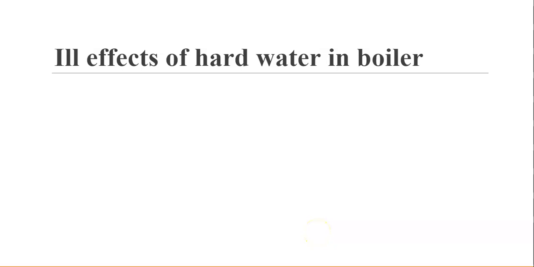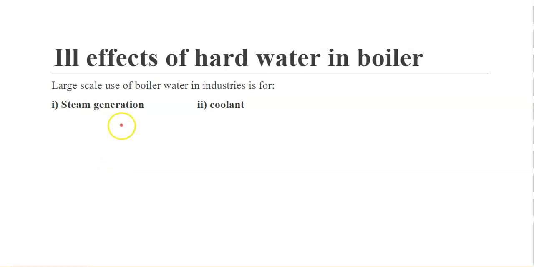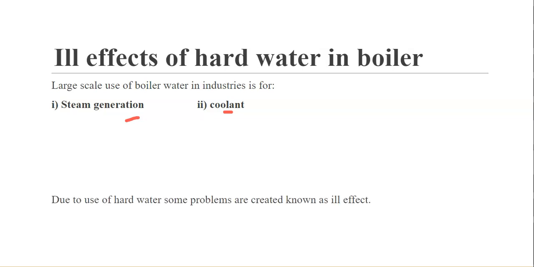Hello everyone. In today's session, let's discuss what are the ill effects of hard water in boiler. So the main use of water in industries is for two purposes. One, it is used in boilers for generation of steam, and another, it can be also used as a coolant. So if water is used in boiler for generation of steam, and if this water which is used is hard water, then it can cause some problems to the boiler, which are also known as the ill effects.